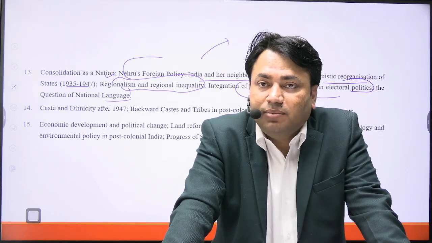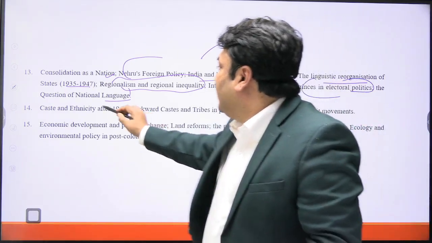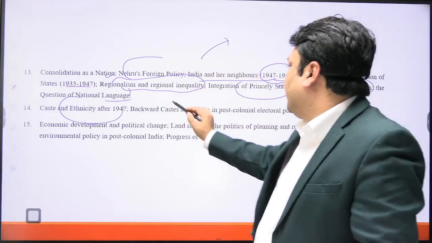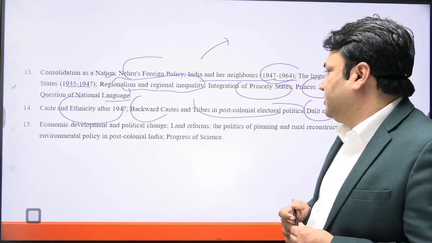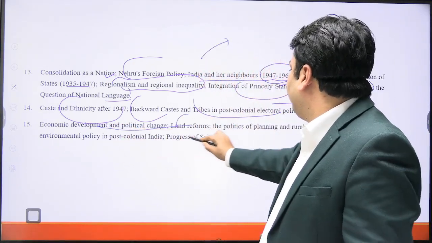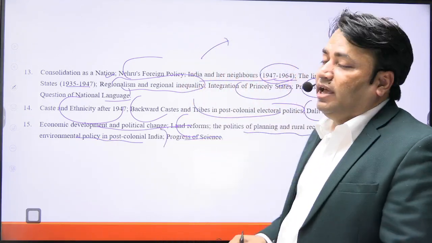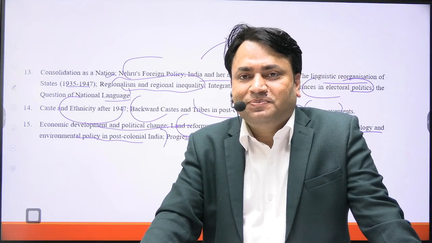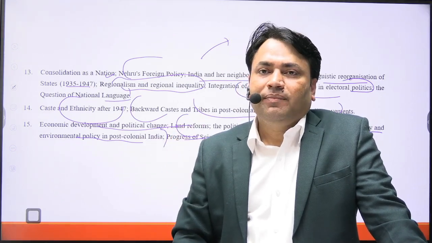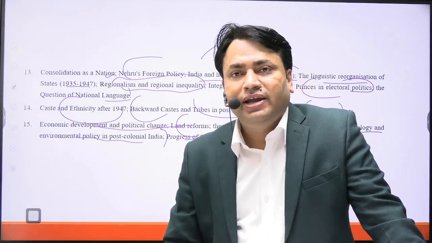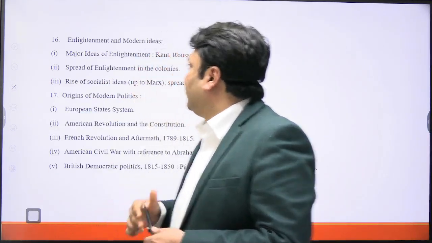We are able to understand important changes and important cultural continuities. Now here, caste and ethnicity after 1947, backward castes, tribes in post-colonial electoral politics, the Dalit movement, this also we need to understand. Economic developmental political changes, land reforms, politics of planning, rural construction, ecology and environmental policy in post-colonial India, and the progress of science. So nothing is left. When you read history optional, you are also able to tackle any essay in your essay paper very effectively, and you will be comfortable writing historical perspectives in the essays.